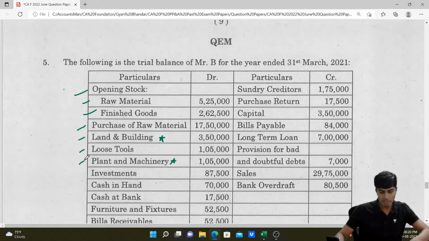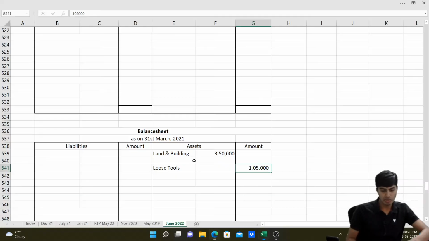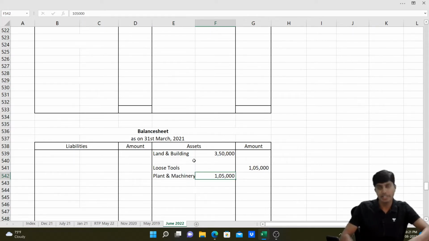Then we have plant and machinery 1 lakh 5,000. This is my asset, will go to balance sheet, but it has adjustment, so I'll write the balance in the inner column. So plant and machinery, I'll write in the inner column 1 lakh 5,000 and wait to write depreciation and then post it to outer column.